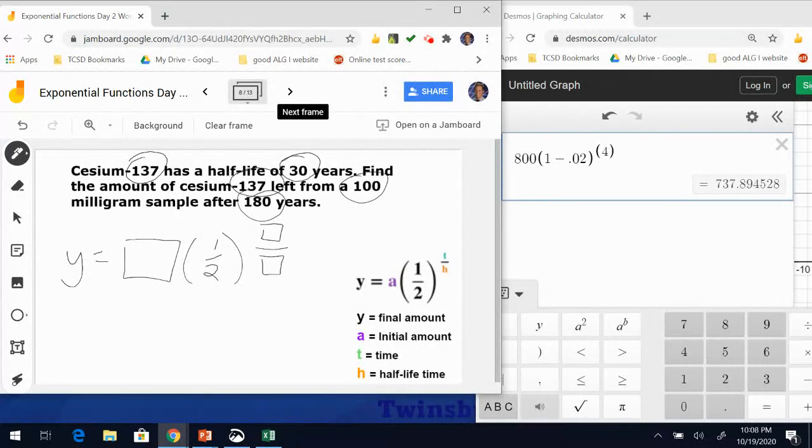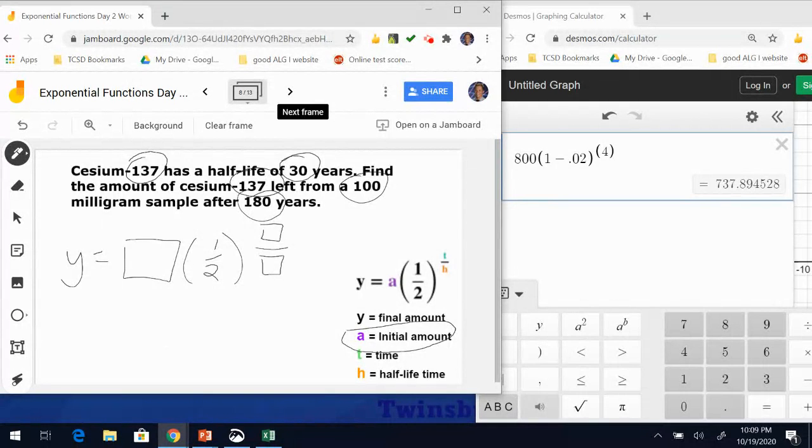So now I have 3 boxes. Again, A is what? A is your initial amount. So I have 137, I have 30, I have 137 again, I have 100, and I have 180. So I have 5 numbers to choose from. So now I need to be a little bit more careful because the last ones were a little bit easier because they just had 3 numbers and 3 boxes.